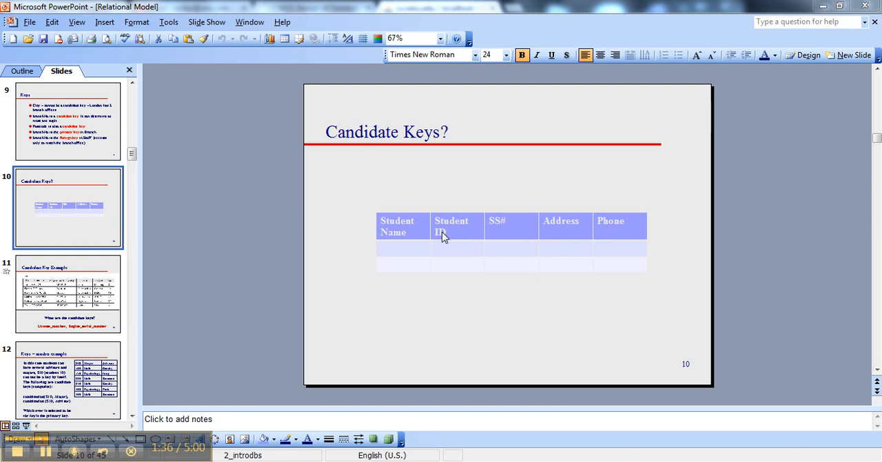Student ID is a really good one. Student ID is definitely a candidate key. It's a candidate key for the primary key because every student at the university has a different student ID number. Social security number is also a candidate key. It's always unique. There's no two people with the same social security number.